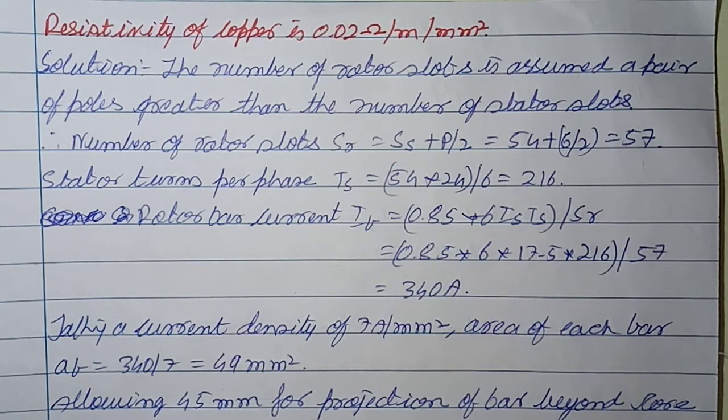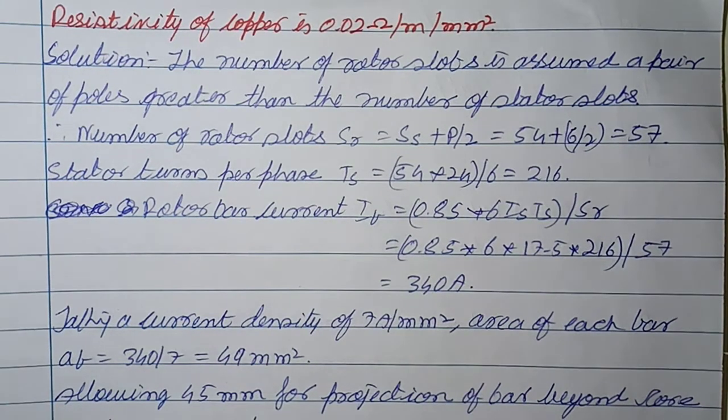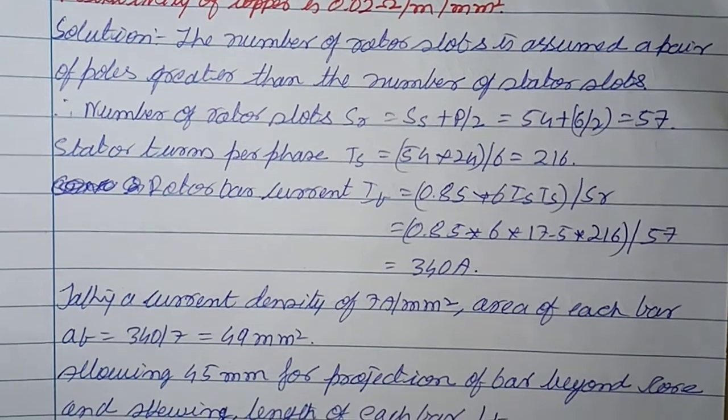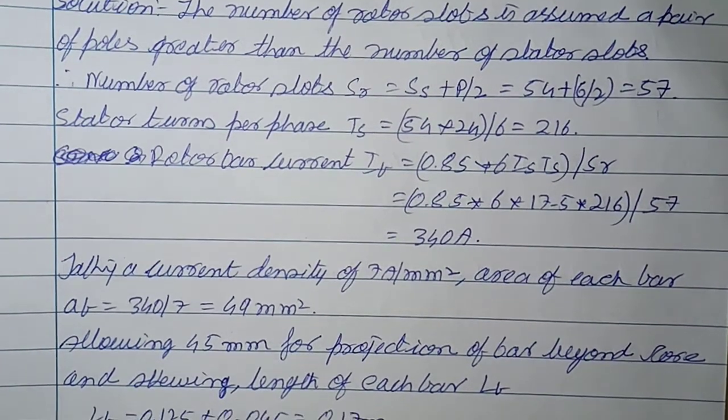Since the power factor given is 0.85, on that basis also it is taken, and also we have the standard equation. So 0.85 into 6 into 17.5 into 216 divided by 57, which is 340 ampere. Taking a current density of 7 ampere per millimeter square, area of each bar AB will be 340 by 7. So that is 49 millimeter square. That is the area of the bars.